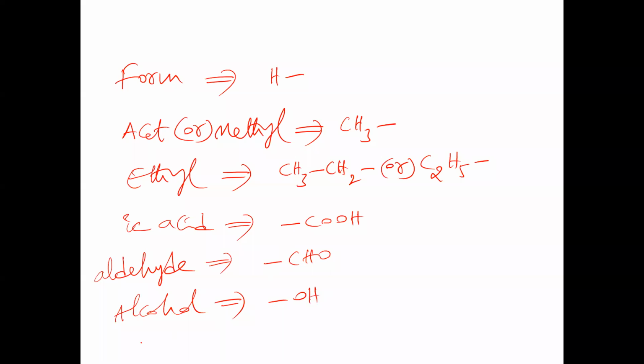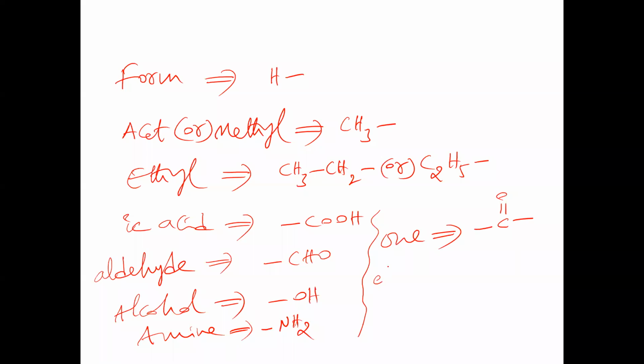Bond OH. Amine. What is the functional group here? Bond NH2. What is ketone? Wherever ONE is there, immediately take bond CO bond. Wherever ether is seen in the name, you take bond O bond. So ether means bond O bond you take. ONE means bond CO bond you take. Ic acid means COOH.